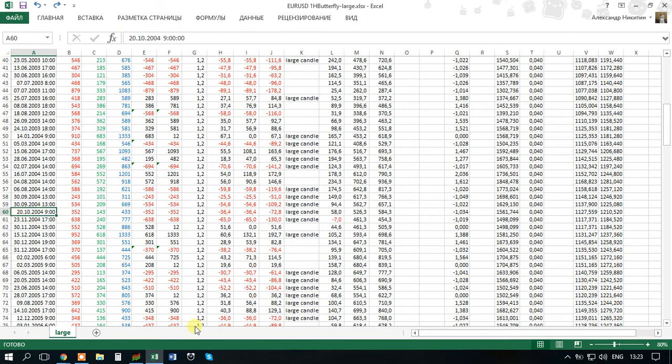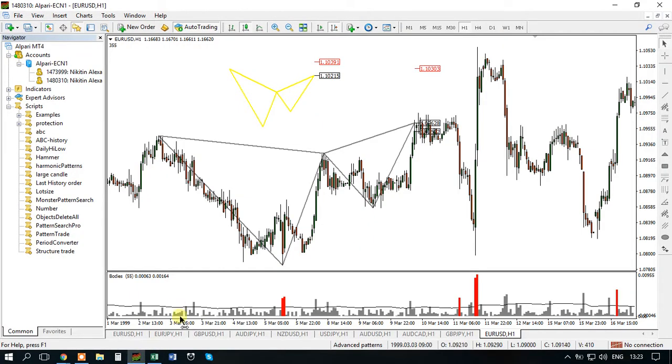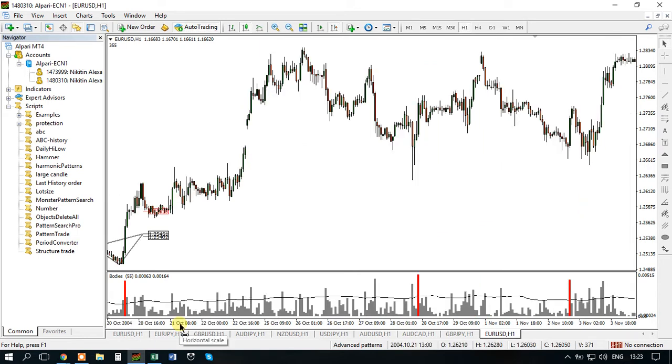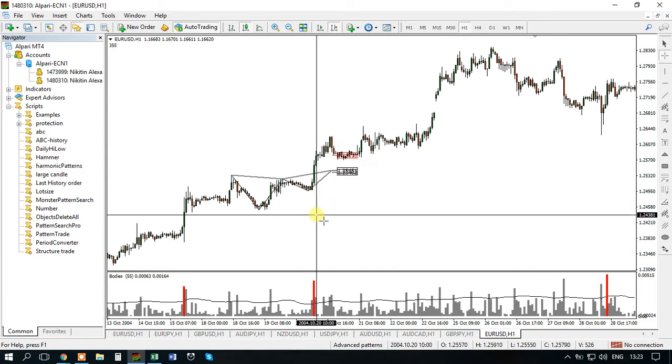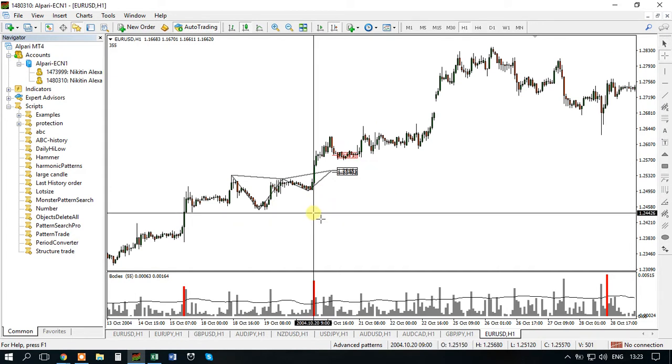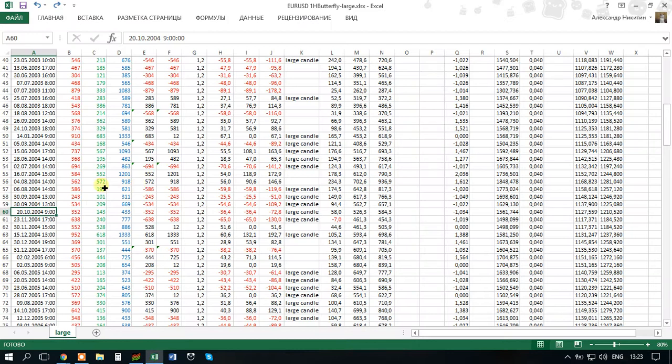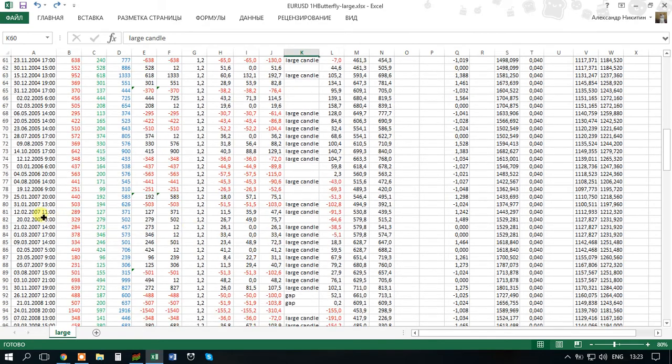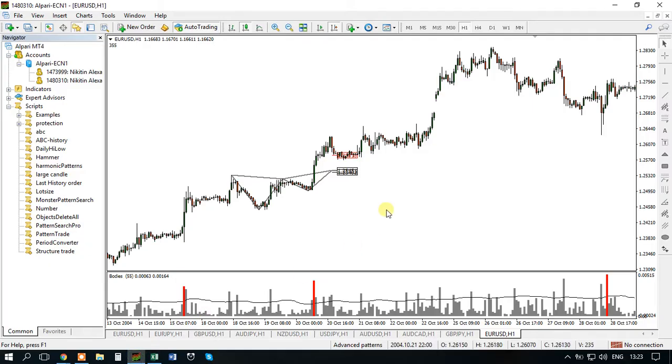2004, 10, 20. Just check this. Let's go to this date. It is a loser with a large candle, 9 o'clock. Okay, 9 o'clock, it is a loser and with a large candle. That's it. They are taken from the chart.